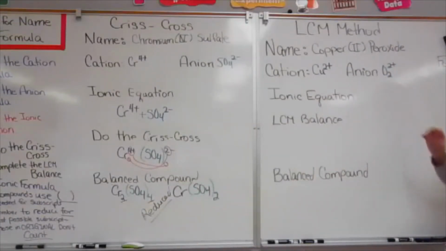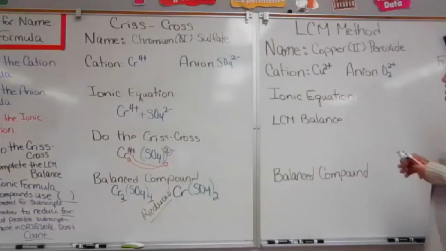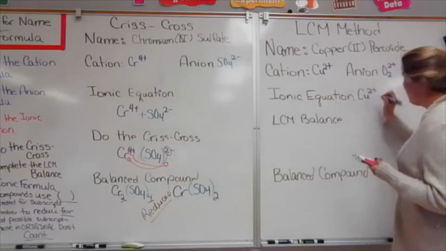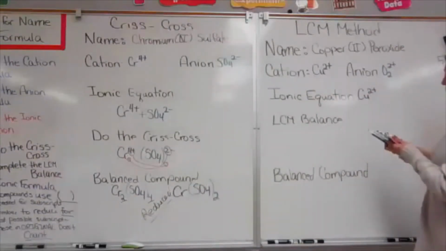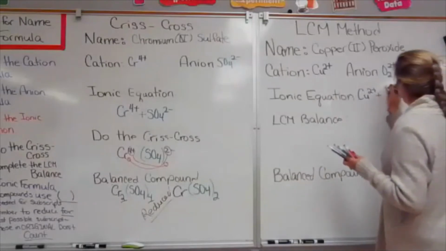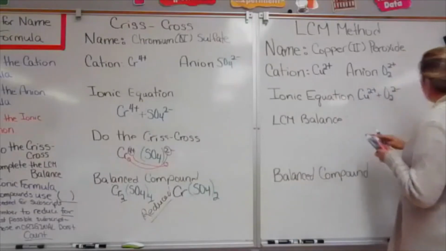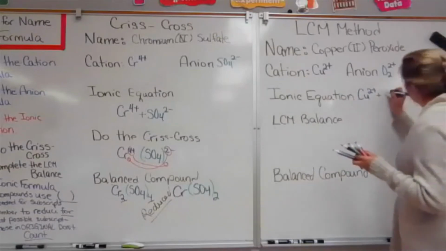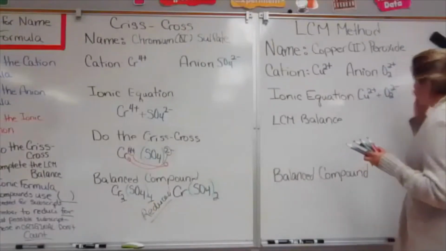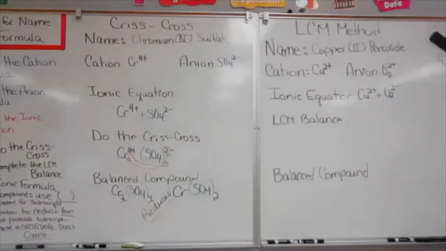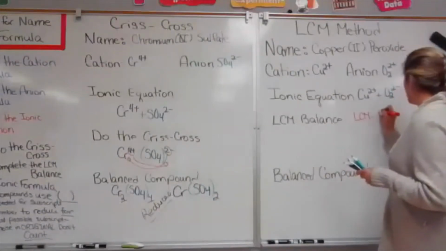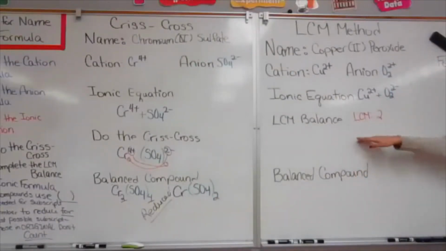Okay, now we can build the ionic equation of Cu2+ and O2-. That was the wrong color, I apologize. Once I do that, we can do the LCM for balance. Between a 2 and a 2, the only LCM can be 2 because that's the lowest that they'll both go into. Then you can make your LCM table.